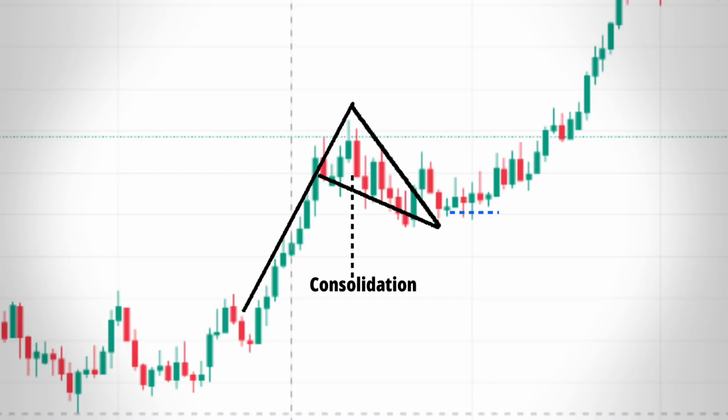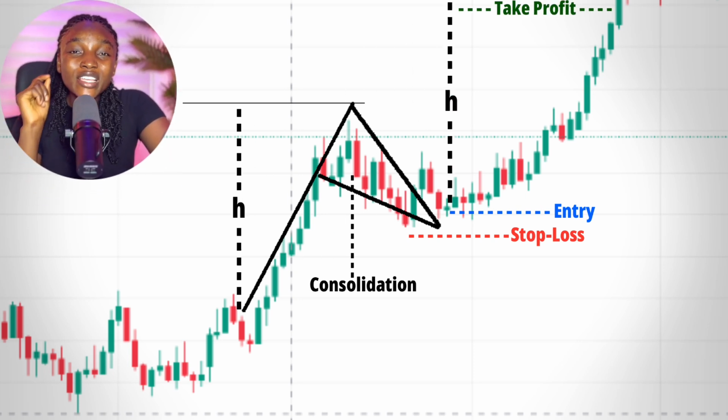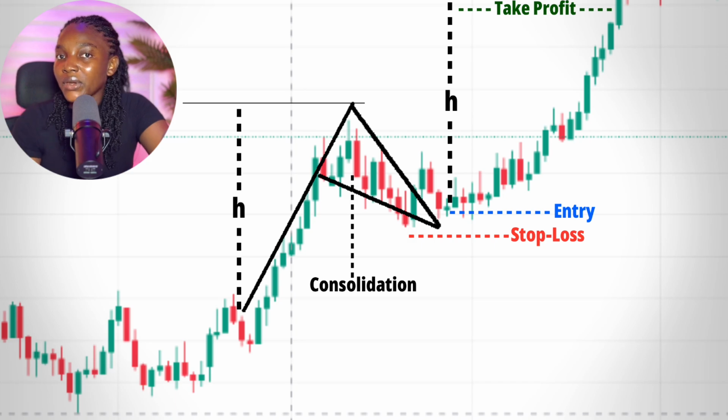Now here's how to trade the bullish pennant. Wait for the breakout above the triangle. Enter your trade just after the breakout. Set your stop loss below the trend line. For take profit target, it's almost the same as the flag. Measure the height of the move before the pennant and project it upward. Remember to always wait for confirmation after the breakout.